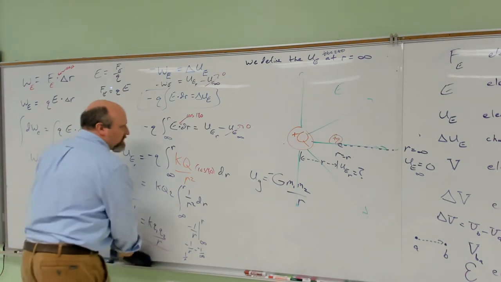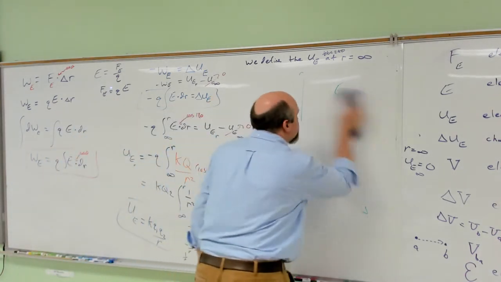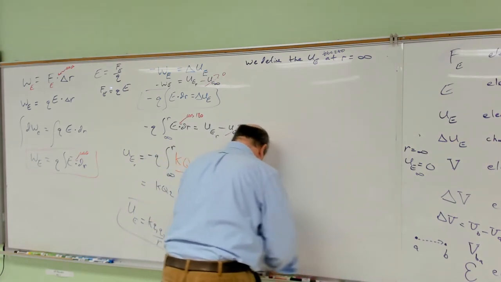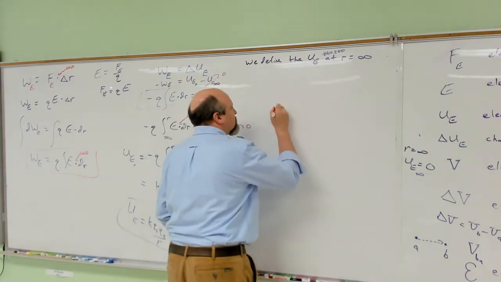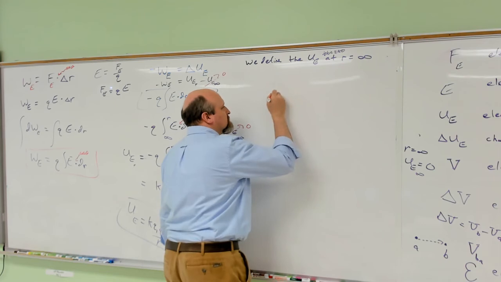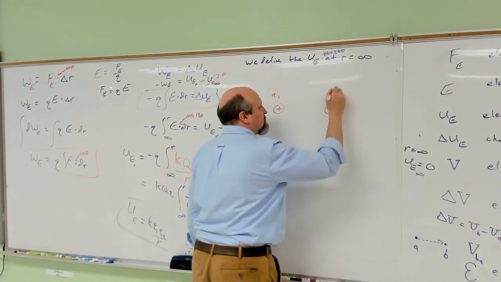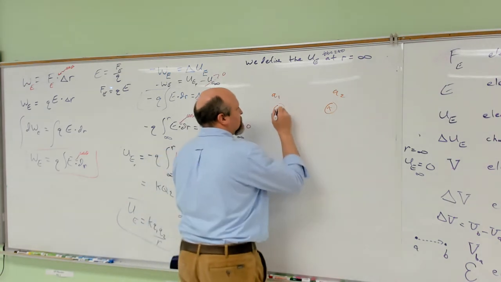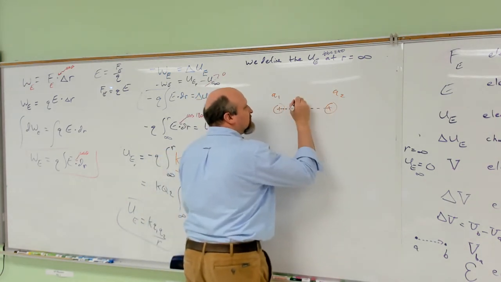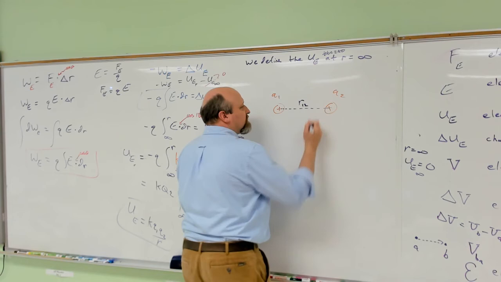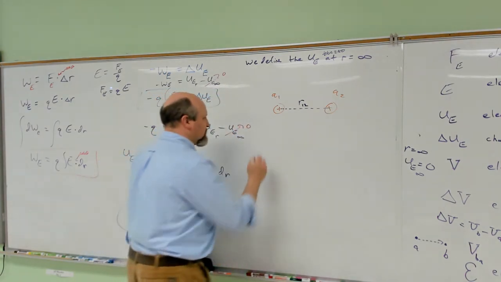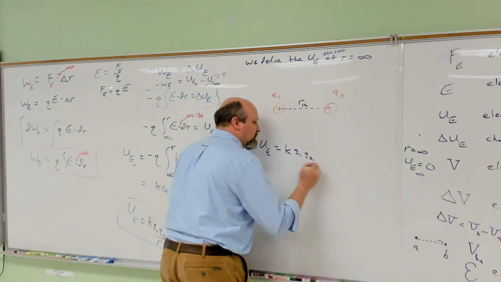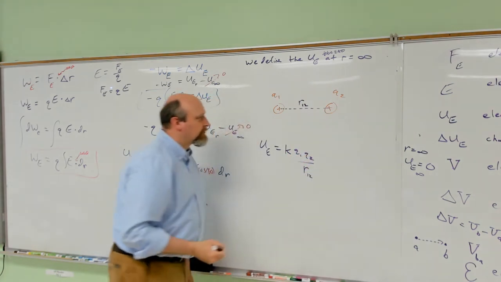You say, well, that's great. So if I have a couple of charges, here we go, look, there's Q1, and there's Q2, and there's some distance apart. That's r between 1 and 2. I can calculate it. Okay, k Q1 Q2 over the distance between 1 and 2.